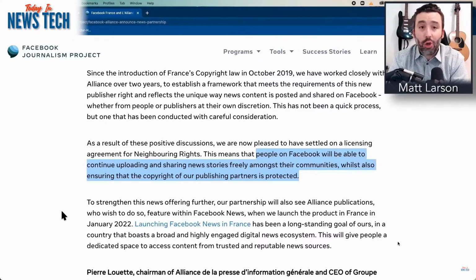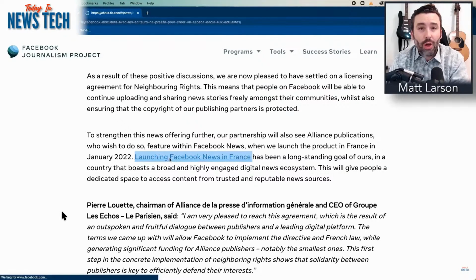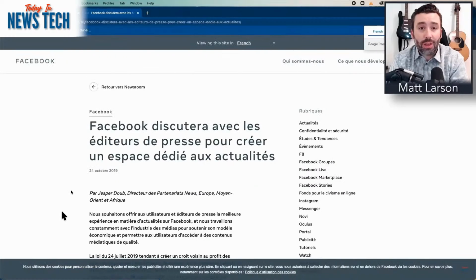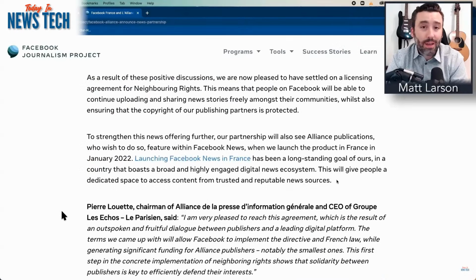Many authorities across Europe are pushing to force Facebook and other social media companies to pay publishers for content on their platform. Facebook's product is the newsfeed, and as we've recently reported, 30% of U.S. adults access their news on Facebook. The company knows that much of its value comes from these links. Even just the headline, featured image, and teaser are valuable content. Facebook also announced the launch of a French version of Facebook News in January. According to the post on the Facebook Journalism Project page, the goal is to give people a dedicated space to access content from trusted and reputable news sources.